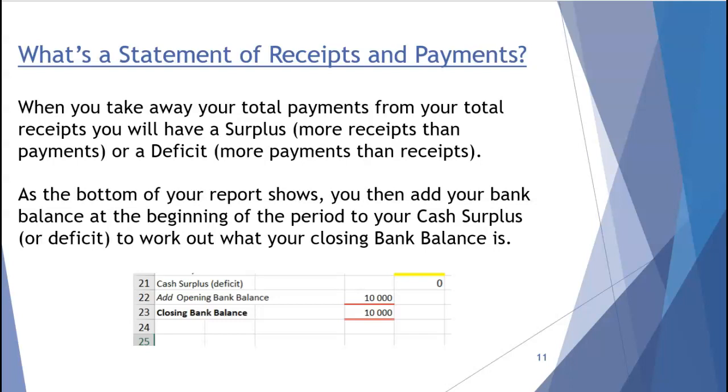So Gil's Garden Gurus have 10,000 at the start of the period. You then have to work out if they make a surplus or a deficit, and what effect that has on the $10,000 opening balance.